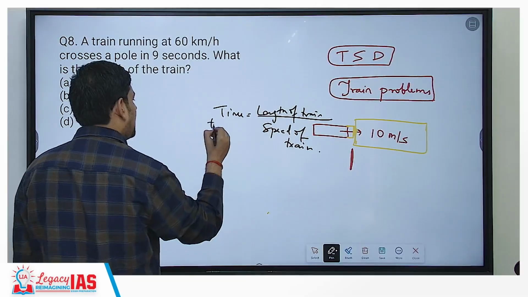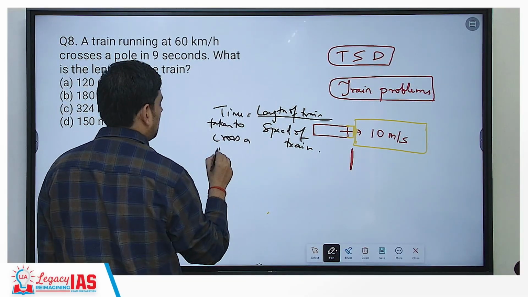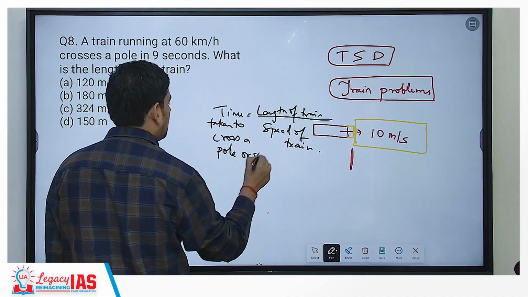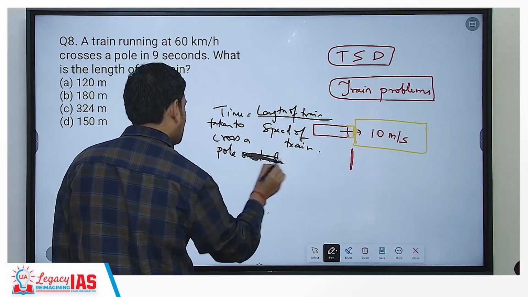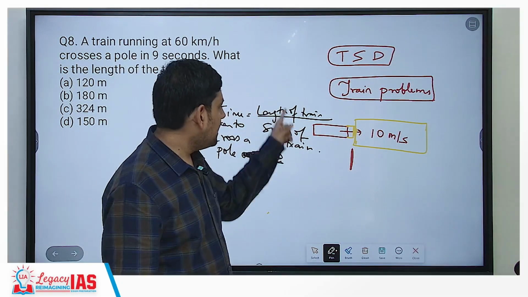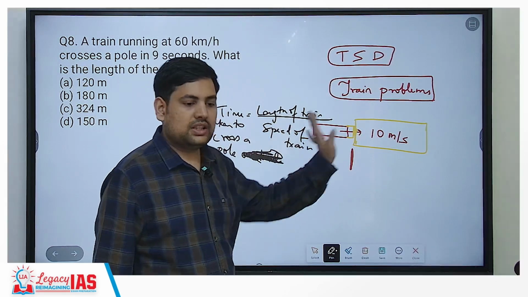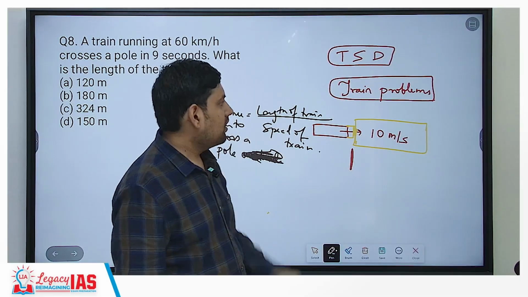This is the time taken to cross a pole. For now, just understand it this way. Time taken to cross a pole will be equal to length of train divided by speed of train. This is the first kind of question that you see. Now, let's solve this question.